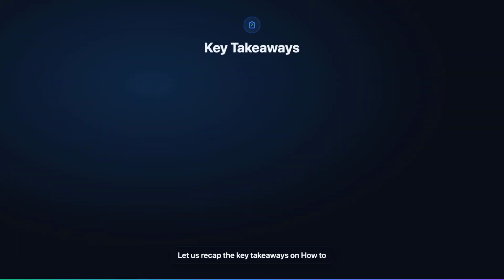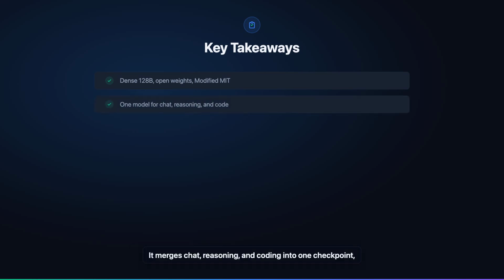Let us recap the key takeaways and what to do next. Mistral Medium 3.5 is a dense 128B open-weight model released in late April 2026 under a modified MIT license, available on Hugging Face and Alima for self-hosting. It merges chat, reasoning, and coding into one checkpoint, replacing Devstral 2 and Magistral with a 256K context window and multimodal input. The per-request reasoning_effort parameter ranges from none to high, paired with top_P 0.95 at high effort, letting one deployment serve fast and deep workloads alike.